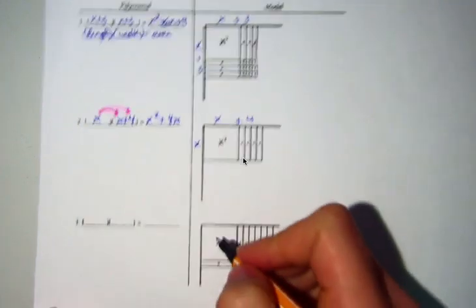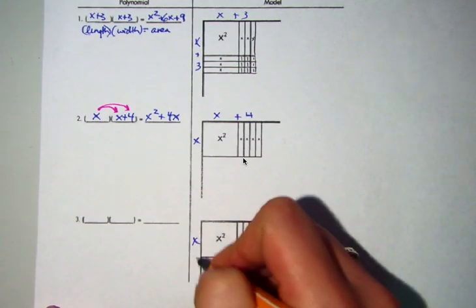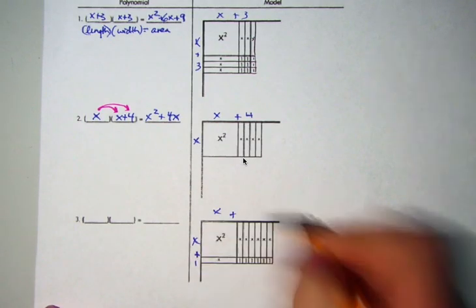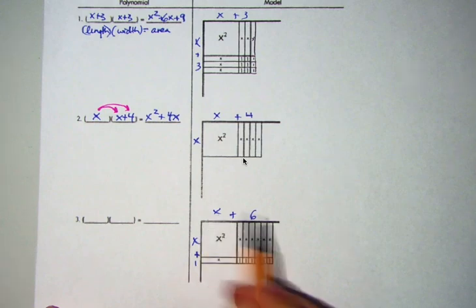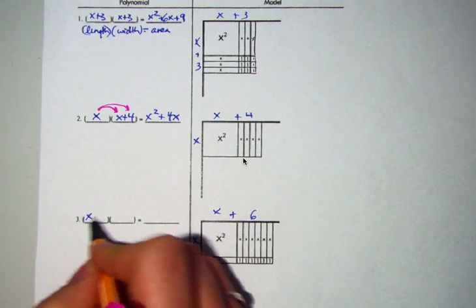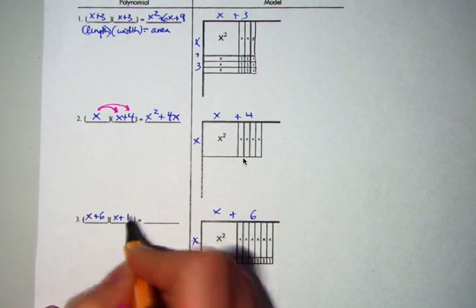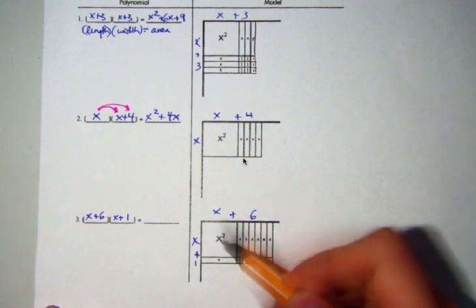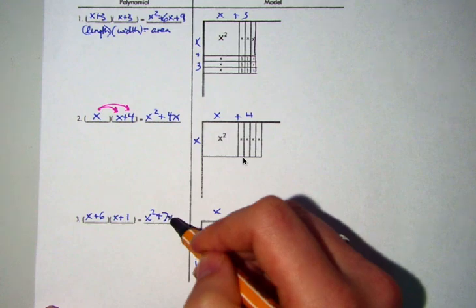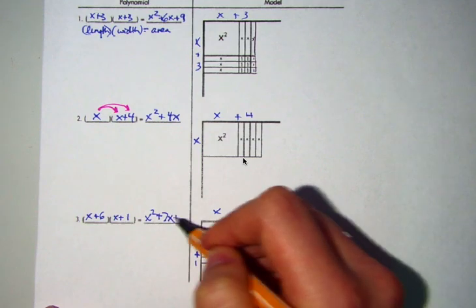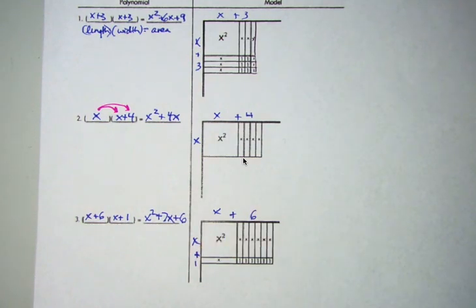All right, so this one is x plus 1 and x plus 6. So I did x times x plus 6 right here, and then the plus 1 times x plus 6 down here. So when you combine your like terms, you have an x squared, you have 7 x's, and you have 6 one pieces. All right, that's it for multiplying binomials.